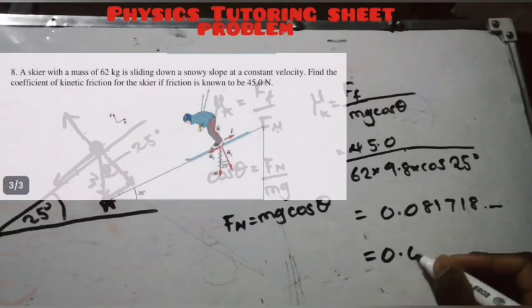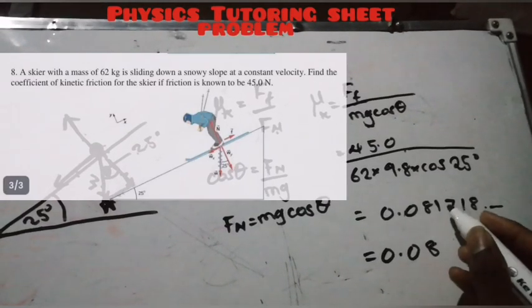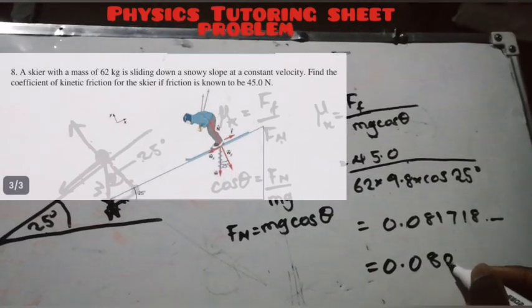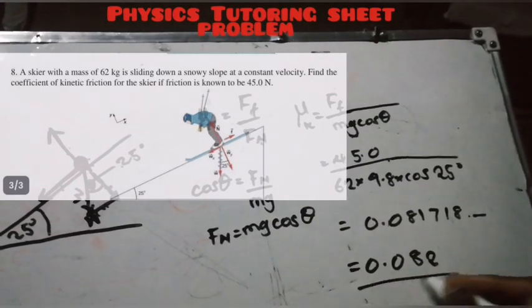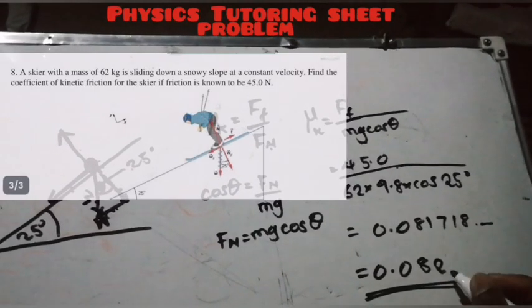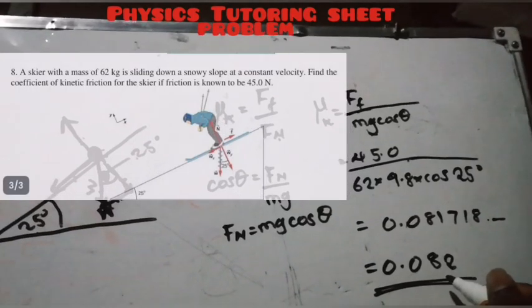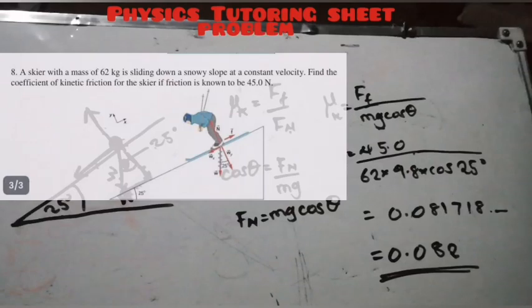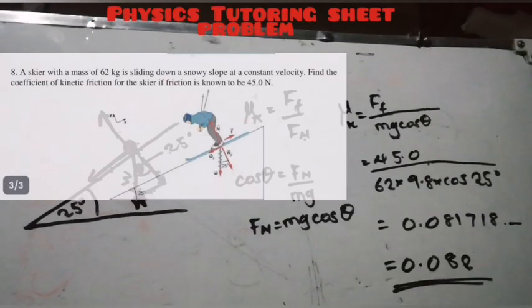That's 0.081, to two significant figures. And the coefficient of friction does not have any units, as it is just a ratio of two forces. So that's how you find the coefficient of friction given such a scenario.